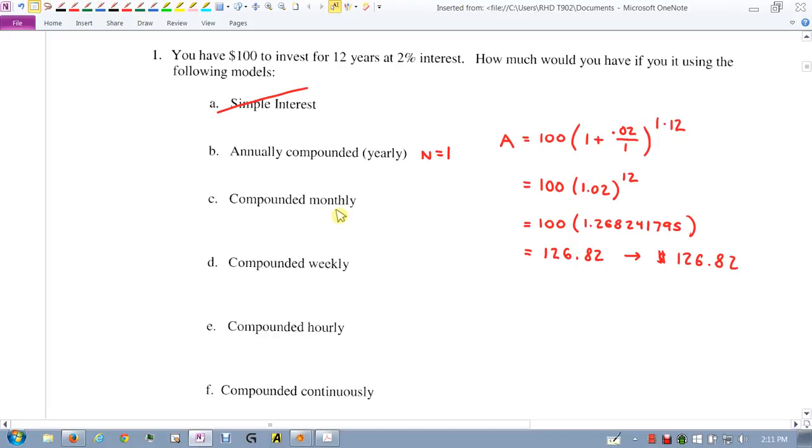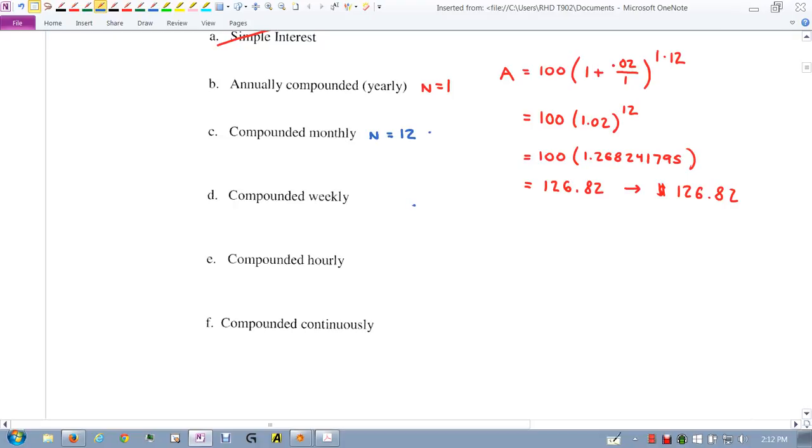Now let's do it monthly. Let's see how the formula changes. Monthly means it's compounded how many times a year? 12. 12 months in a year, right? So 12. Just going to redo the entire formula we just did, replacing the n with 12. Everything else is the same. So A equals 100. 1 plus 0.02 divided by 12 this time, raised to the 12 times 12.